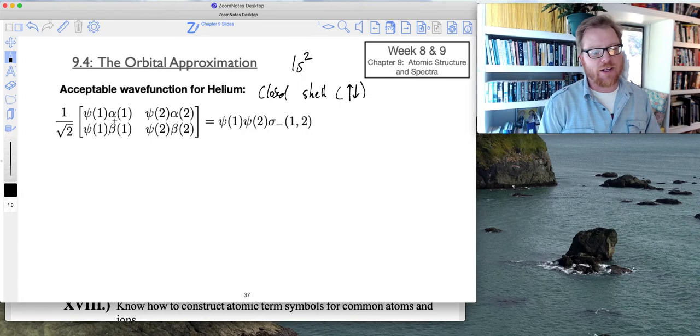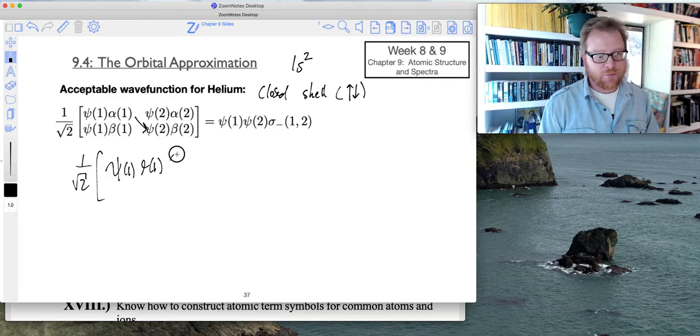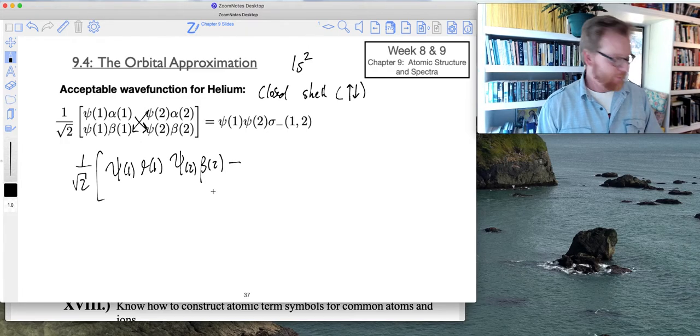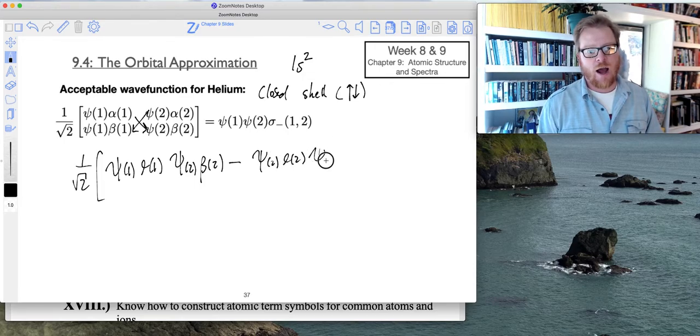This matrix of possibilities where we have psi 1 alpha 1, psi 2 alpha 2, psi 1 beta 1, or psi 2 beta 2. And so if you recall in solving this thing, and the 1 over root 2 is our normalization constant, right, we do the diagonal, okay? So that's going to go as psi 1 alpha 1 times psi 2 beta 2, and then minus the other diagonal, which is going to be psi 2 alpha 2 times psi 1 beta 1.